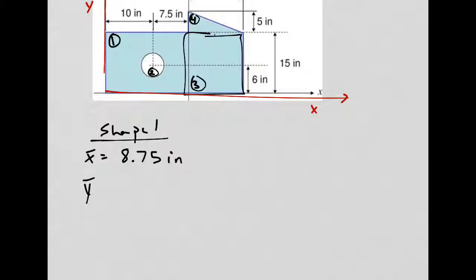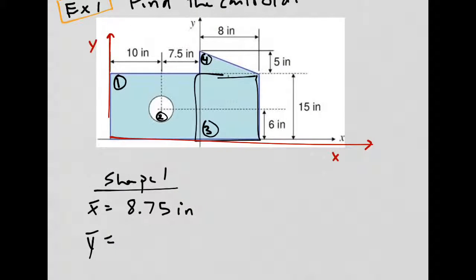My y bar is just this middle distance right here. So let's see what that is. Well, looks like this whole thing is 15 from here to here, so 15 divided by 2 is 7.5. So y bar is 7.5 inches. I can just divide that in half because this is already touching my reference axes. So that's good there.